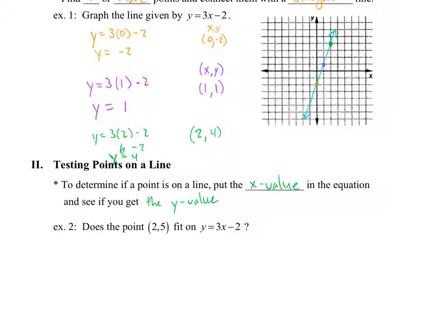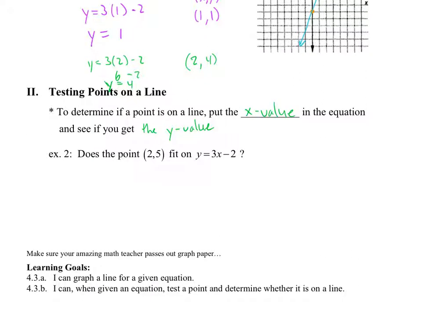So in this case, does 2, 5 work? What is my x value? 2. So we're going to say y equals 3 times 2 minus 2. Y equals 6 minus 2. Y equals 4. Is your answer of 4 the same number as your y value here? No. So does the point 2, 5 fit on the line? No. So the answer to this would be no. It does not.